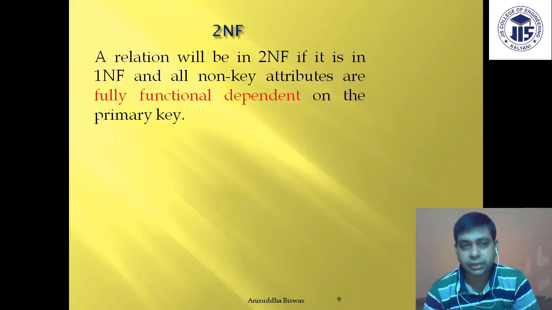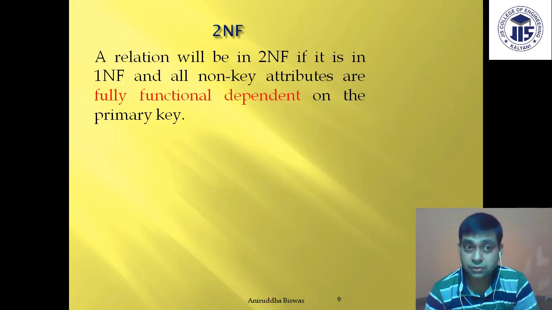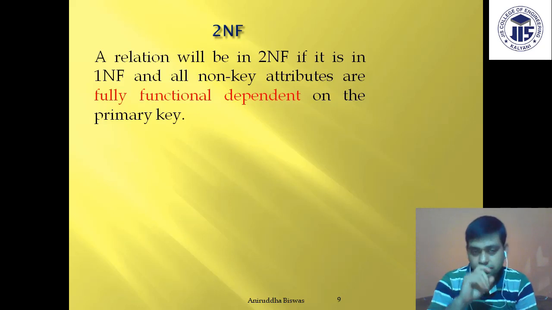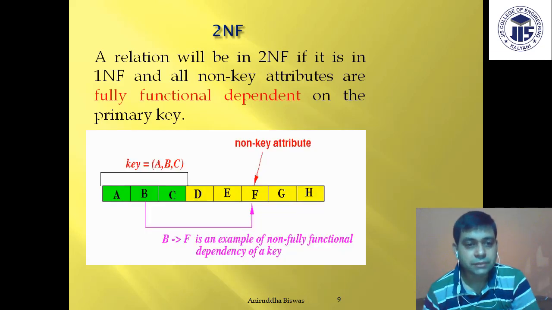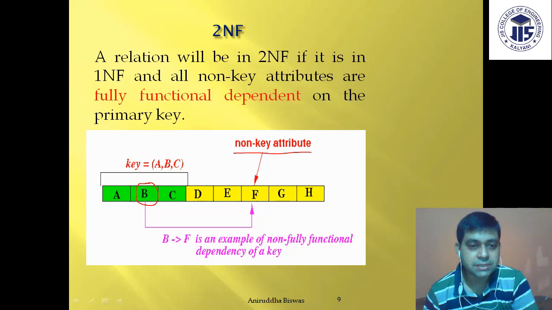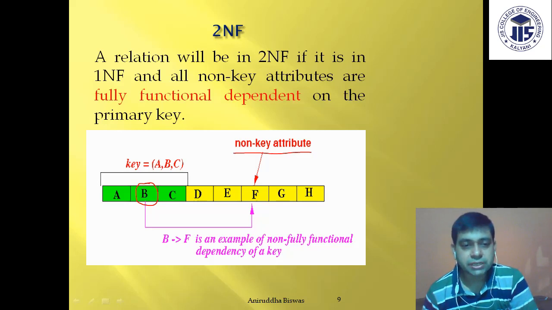Now we'll discuss 2NF. A relation will be in 2NF if it is in 1NF and all the non-key attributes are fully functionally dependent on the primary key or candidate key. If I give an example here, ABC is the key attribute and D, E, F, G, H all are non-key attributes. Fine. Now what about this B? We know ABC is the whole key, whereas B is part of the key, and F is a non-key attribute which is functionally dependent on only B. So B determines F. That means F is dependent on B, and B is nothing but a partial key.